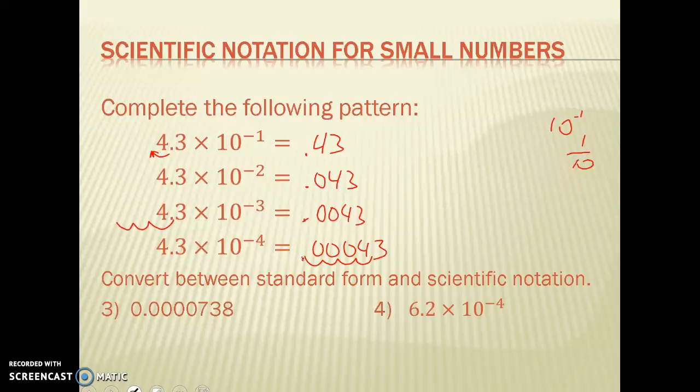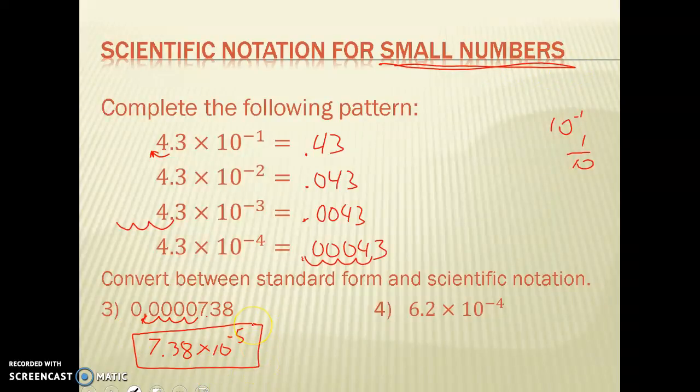And so let's practice these with 3 and 4. Convert between standard form and scientific form. This is standard form here. It's 0.000738. Well, in scientific notation, I want to write this as 7.38, but that means I would have to, to get the decimal where I want it to be, move it back to the left 1, 2, 3, 4, 5 spaces. And so I'm going to multiply this times 10 to the negative fifth. So if the exponent is negative, I'm working with really small numbers, and I'm moving the decimal to the left. So this is 7.38 times 10 to the negative fifth.